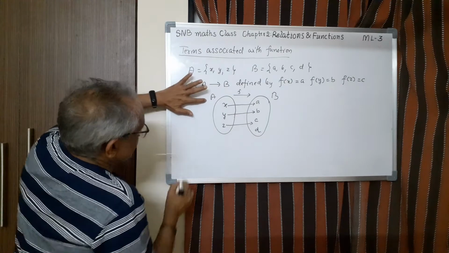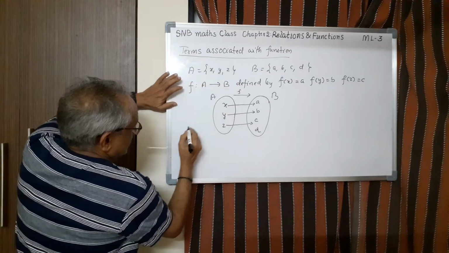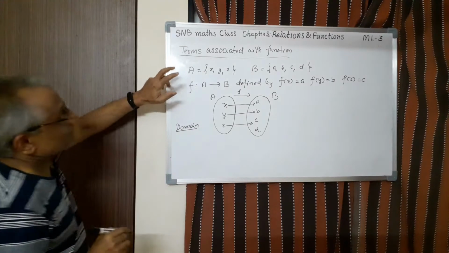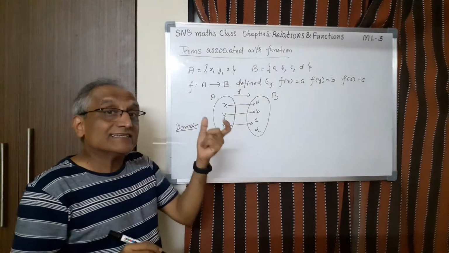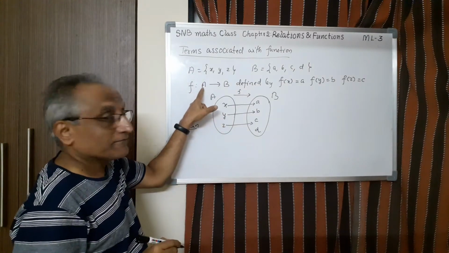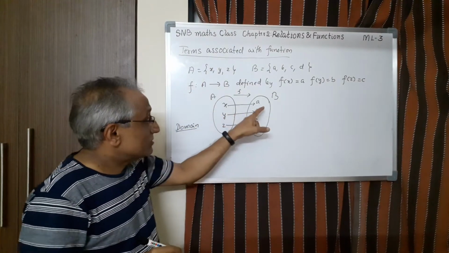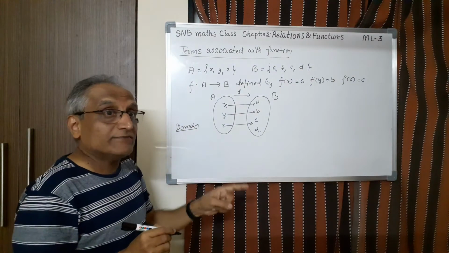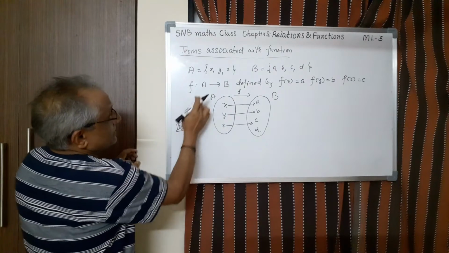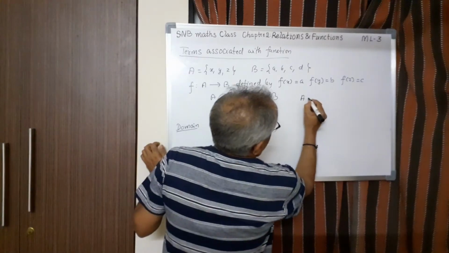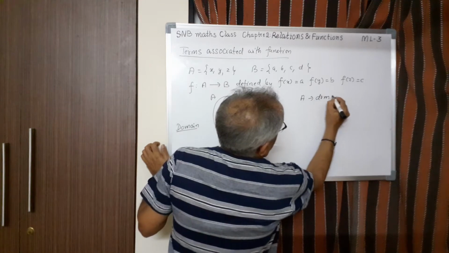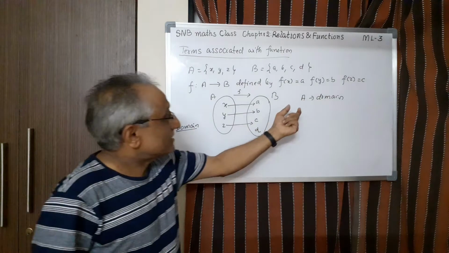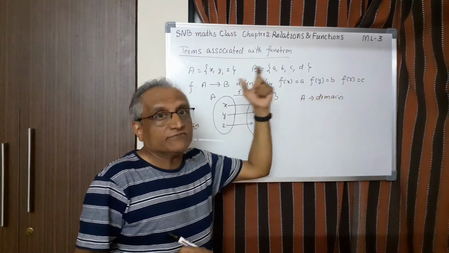Here, this A is called the domain. The entire set A is called the domain. Now, try to compare. In case of relation, domain is a subset of the first set, because all elements need not be related. So here it is not the relation, because the definition itself says every element should be related. So the domain is A. So you can say this way, if f is a function from A to B, the first set is called the domain of the function.